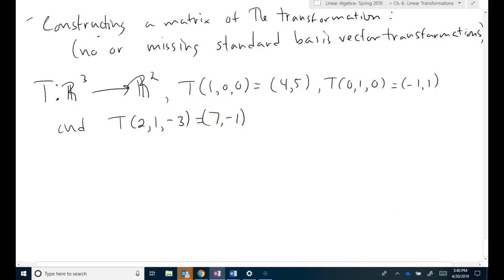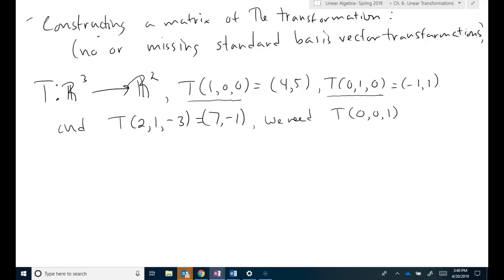Okay. Now, what we notice is that we have one of the standard basis vectors, (1, 0, 0), and a second one, (0, 1, 0). But what we lack is T of (0, 0, 1). So what we're going to do is use the property of linear transformations, the fact that this is a linear transformation, and in addition we're going to use some properties about bases.